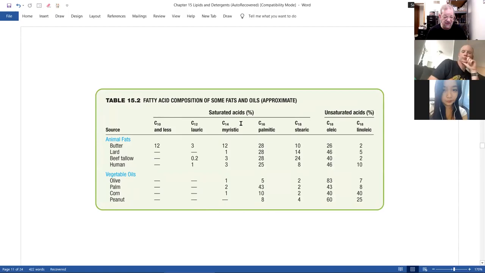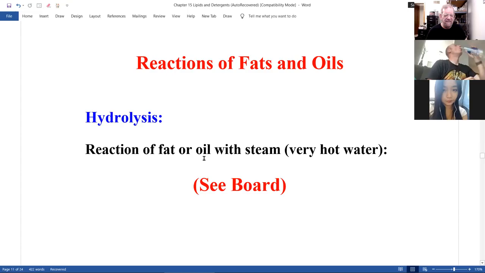Now, real quick, if you look on your screen, you'll see some certain animal fats. Here are the saturated fatty acids that come from the actual fat, the carboxylic acid. And you notice they're very high in saturated fats, which are worse than unsaturated fats for your health. And if you look at vegetable oil, look at olive oil, that's almost 90% unsaturated fats, and that's why it's healthier for you.